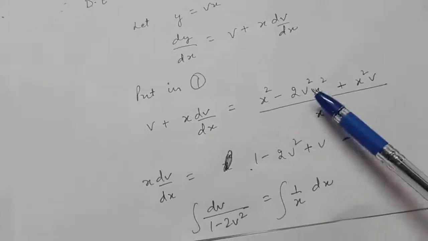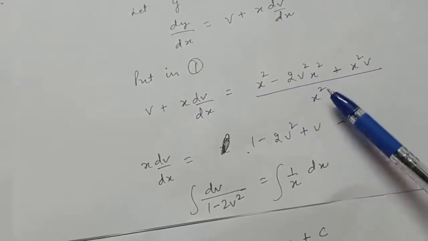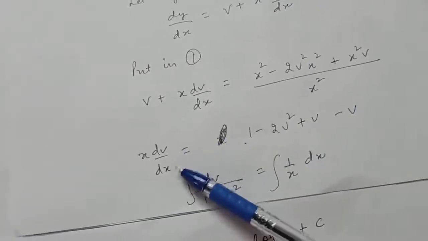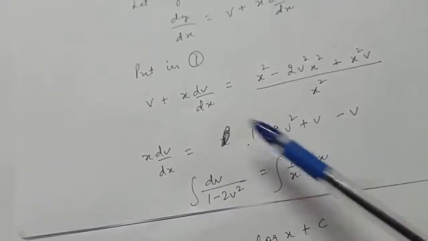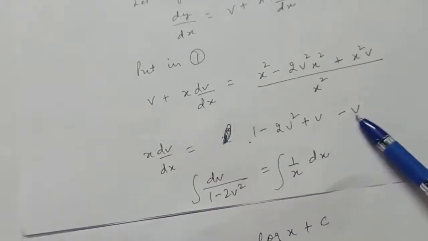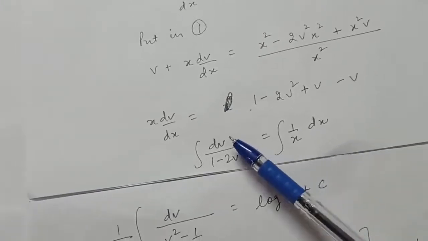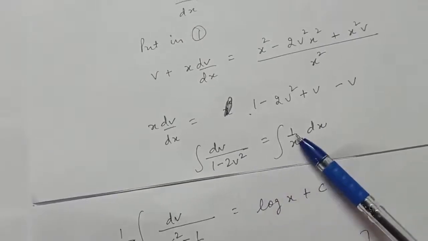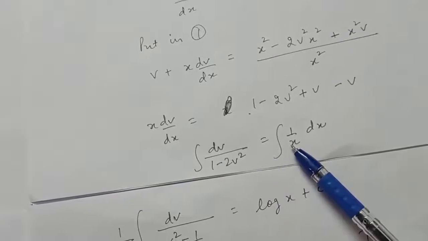Now take out x square common from all of these three terms and cancel it with the x square present in the denominator. So you will get x dv upon dx equal to 1 minus 2v square plus v, and take this v on this side, so minus v. Now apply the variable separable method. dv upon 1 minus 2v square equal to 1 by x into dx. This you will get when you separate the variables.